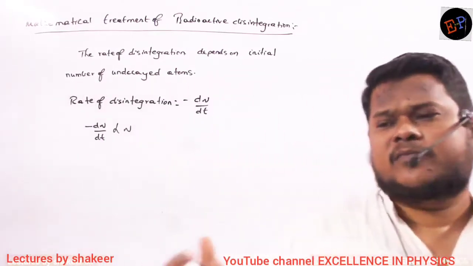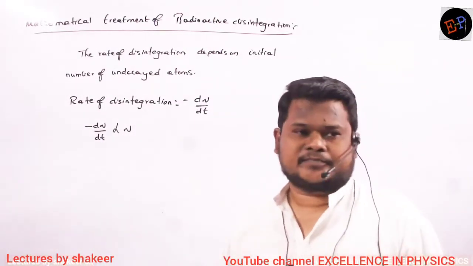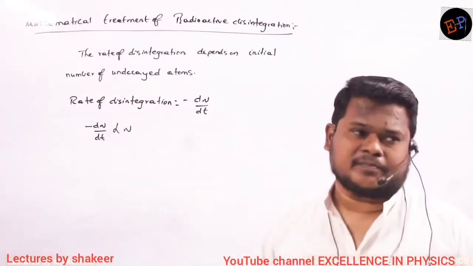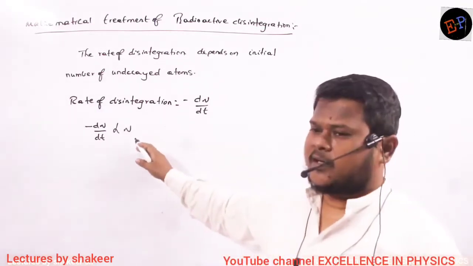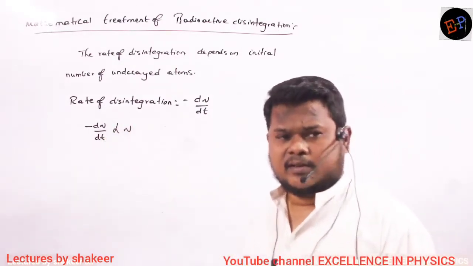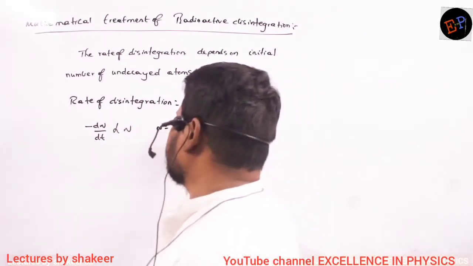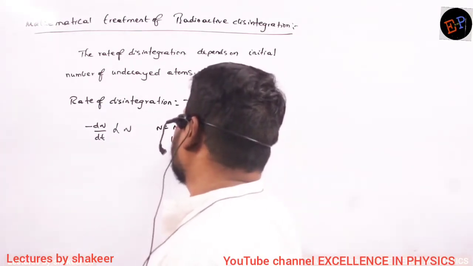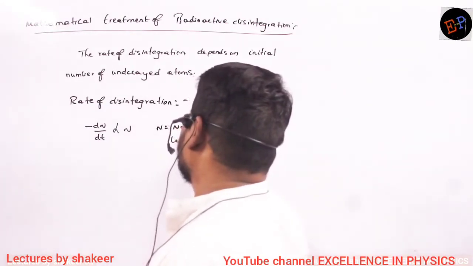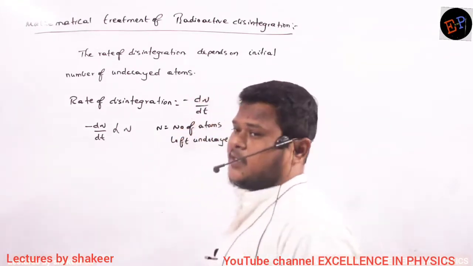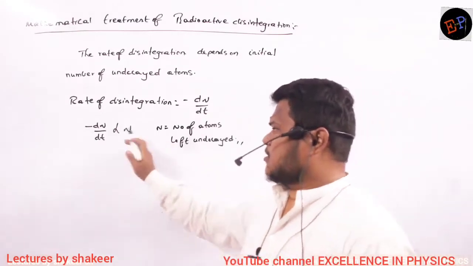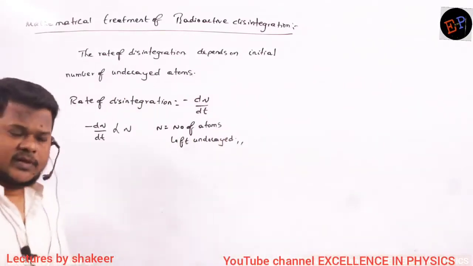It depends on the number of atoms which are undecayed. What is meant by N here? The number of atoms which have still not decayed. So if more atoms have not decayed, then the rate of disintegration will also be greater. N means the number of atoms left undecayed, which have not emitted even one alpha, one beta or one gamma. Then the rate of disintegration is directly proportional to N.